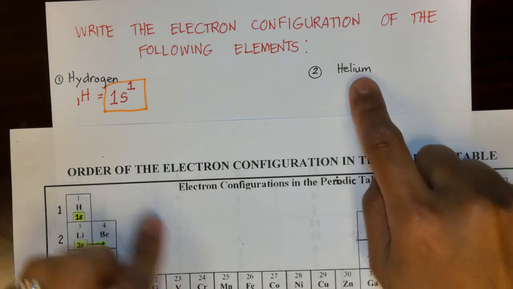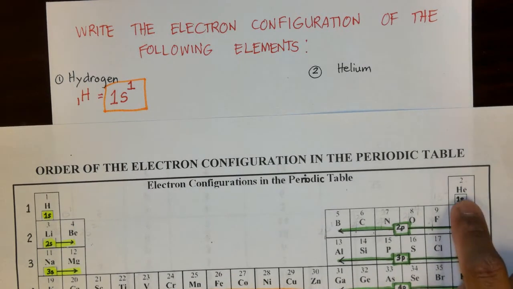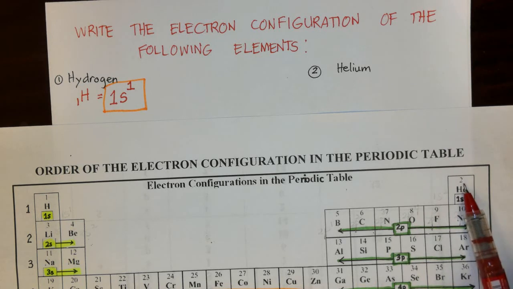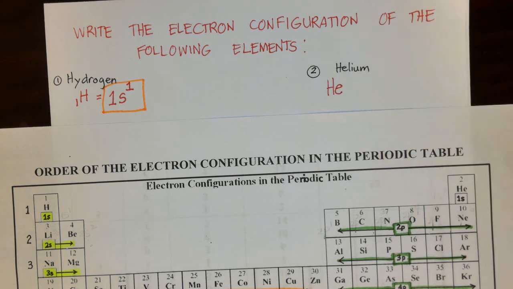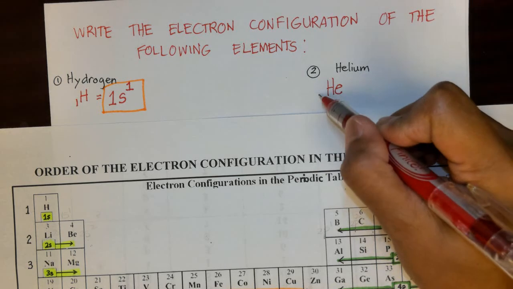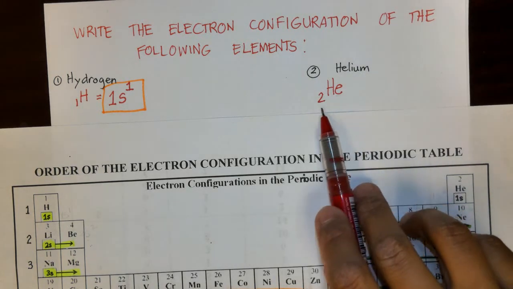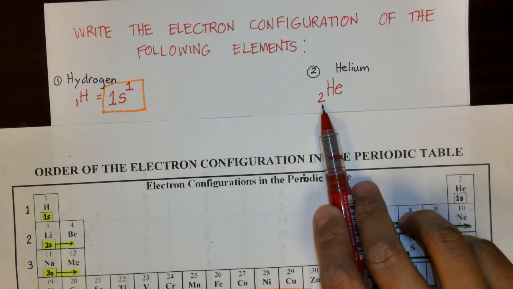When we proceed to the second element, helium, we check our periodic table first, check where helium is, and check its atomic number, which is usually the number on top. So helium is represented by He, and the atomic number is 2, being the second element. So that means helium has 2 electrons. So when we write the electron configuration of helium, it should represent the 2 electrons.